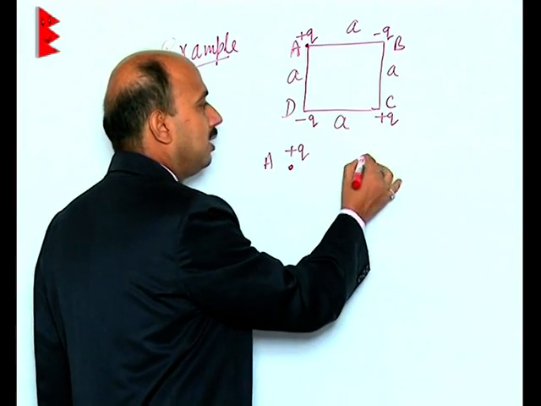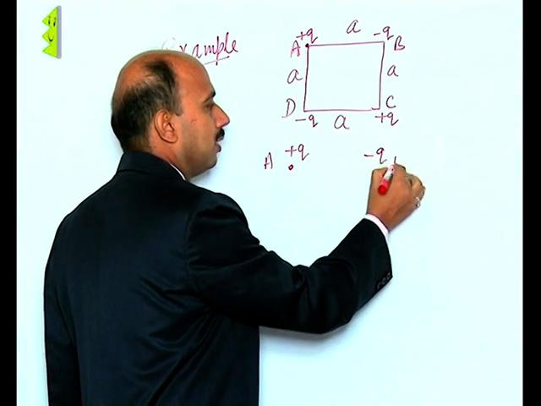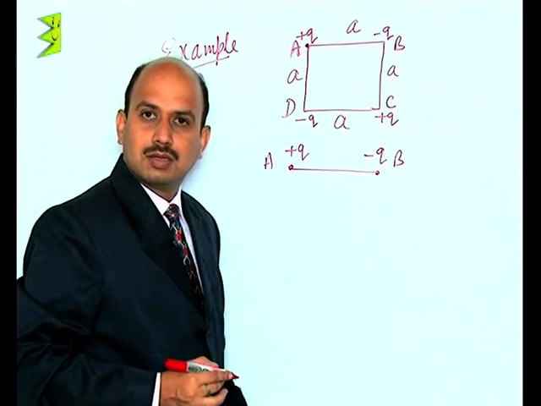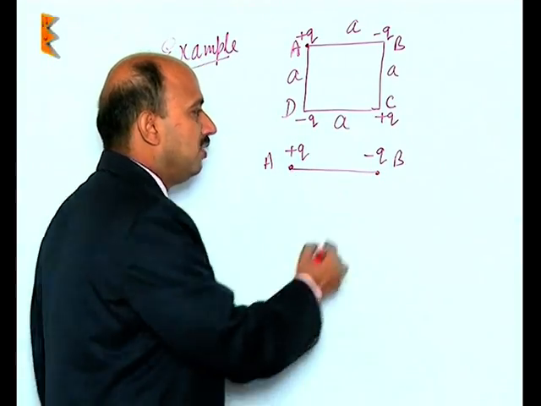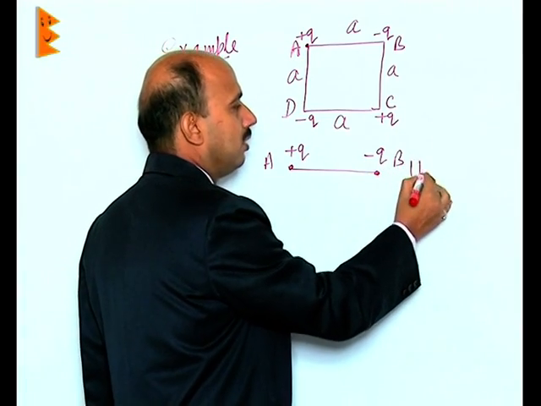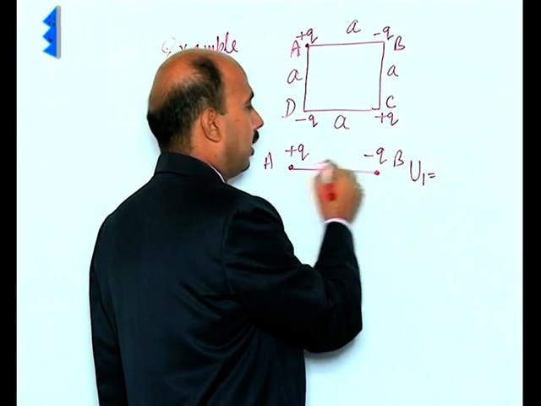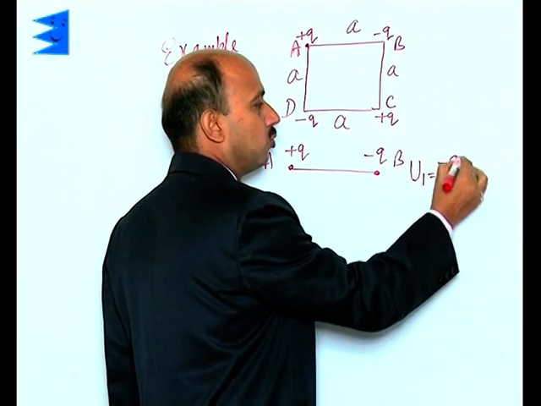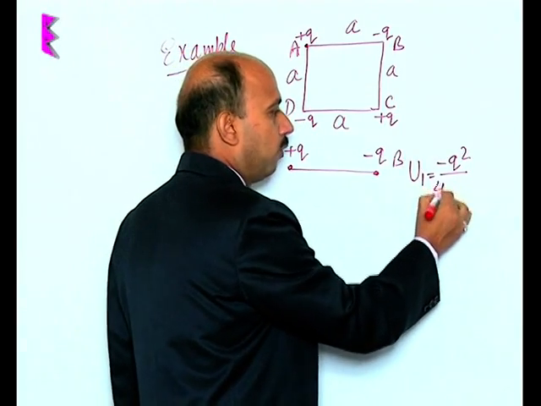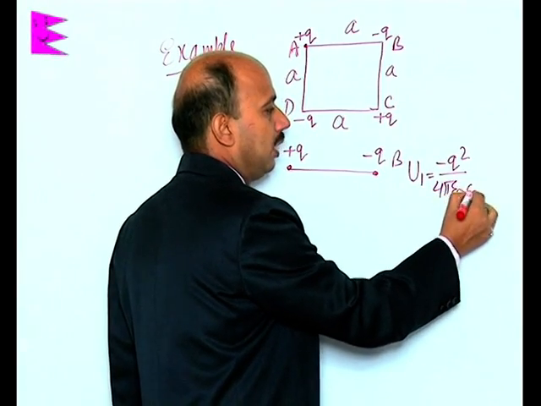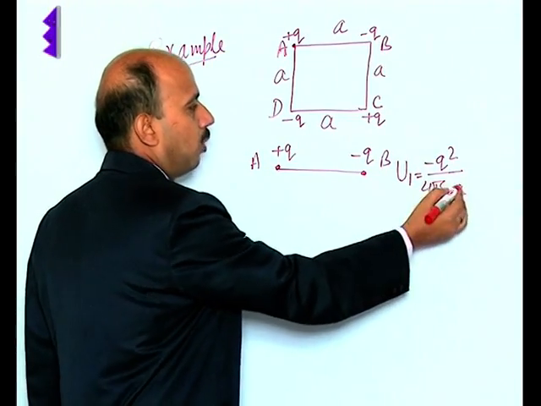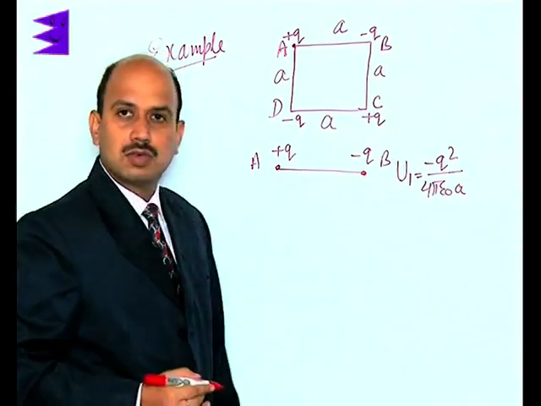Suppose charge minus q is brought to the point B from infinity to this point, then the work is done. In that case, the potential energy of this charge can be written U1 is equal to q into minus q, that is minus q square, upon 4 pi epsilon naught A. So, this is the potential energy of the system of these two charges.